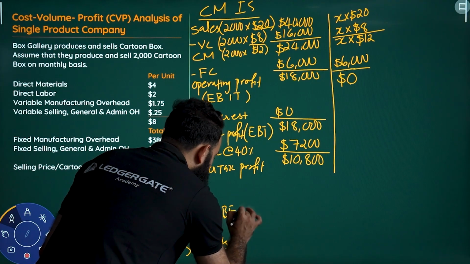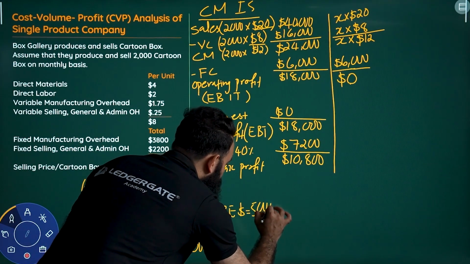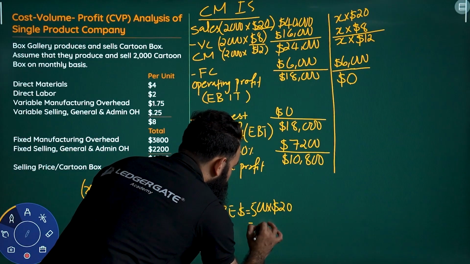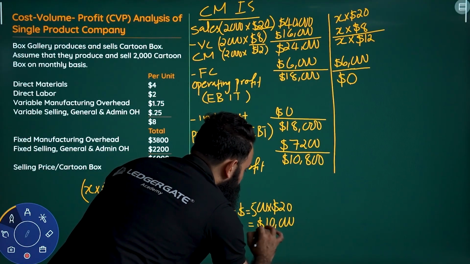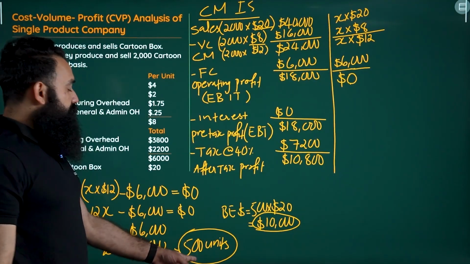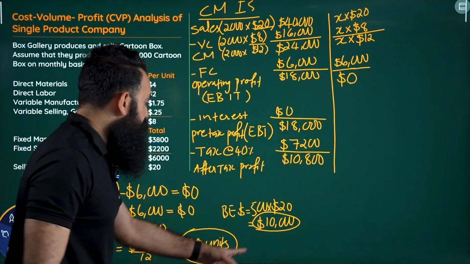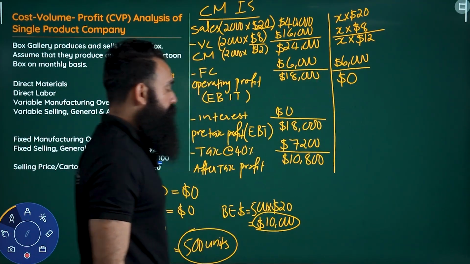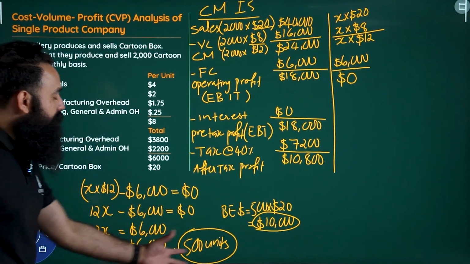break-even sales value is equal to what? 500 into the selling price, $20. So that will be how much? $10,000. What does it mean by this and this? This is the number of units to be sold to break even. This is the value of sales to be made to break even, right? So these are the answers, right?